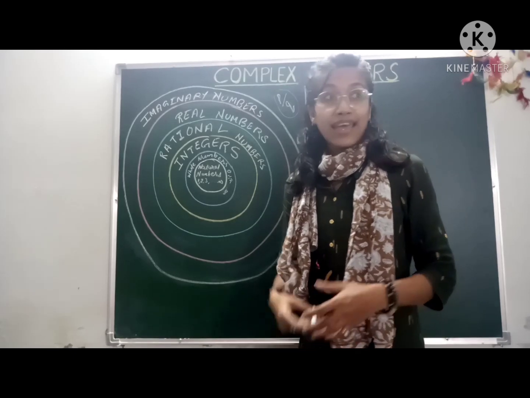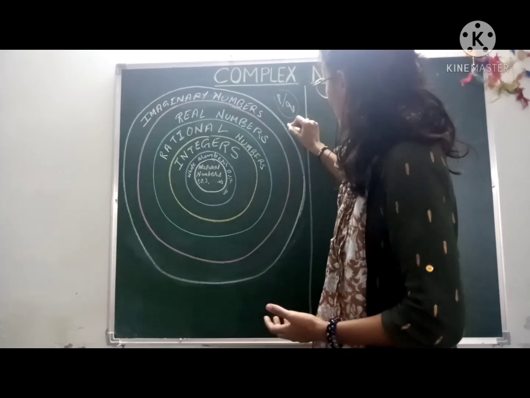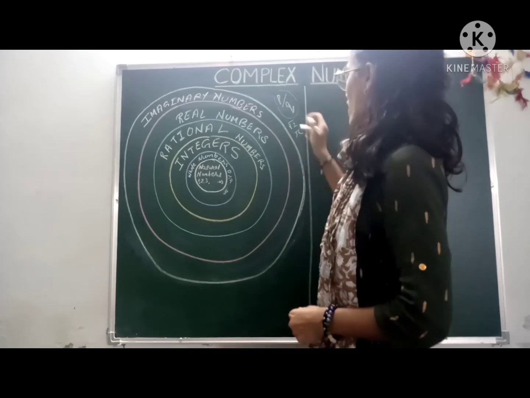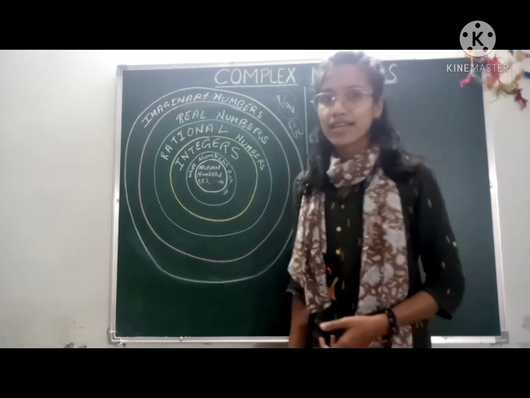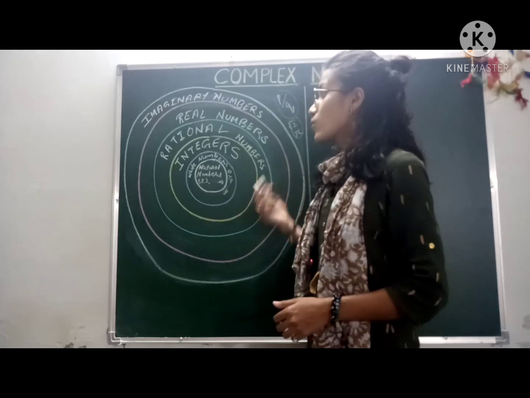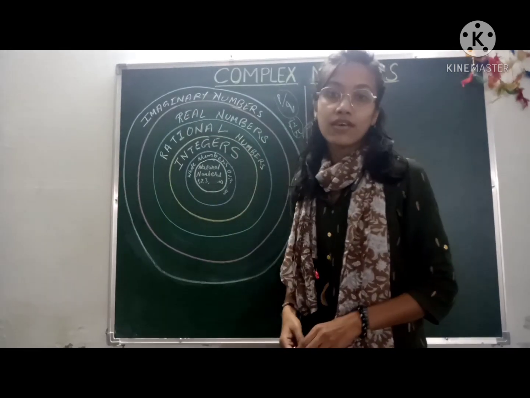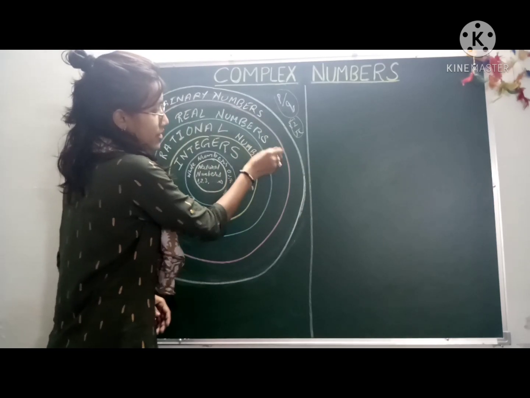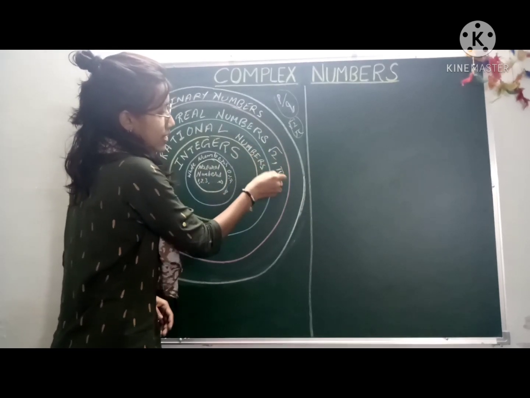But again we have some numbers like root 2 or pi. Where will these go? They are not in the p by q form, so they will go in the real number column. So root 2, pi and so on go in the real numbers.